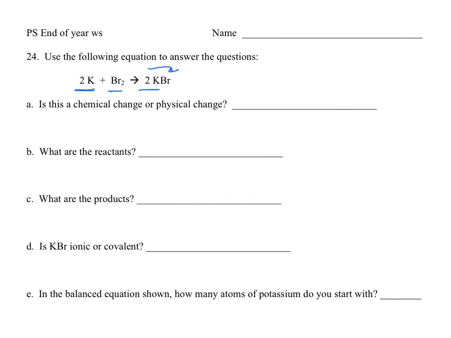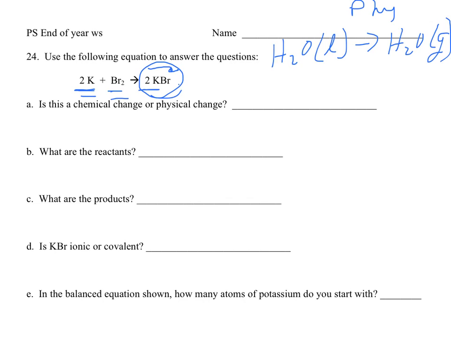A, is this a chemical or a physical change? Remember, this is a chemical change because you're starting with potassium and bromine gas, and you're ending with just one substance. So it has actually changed. It's not a physical change like you might have, just as a reminder, if we have H2O liquid and we boil it and it becomes H2O gas. That would be physical. So this is chemical because we do not have the same thing on both sides.